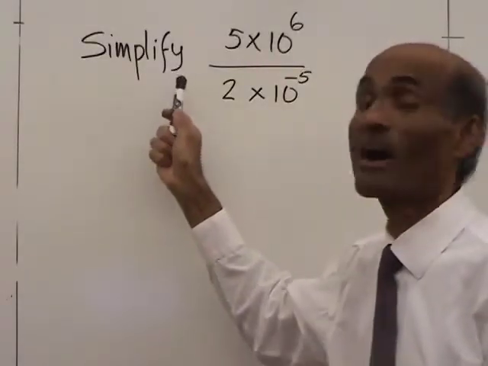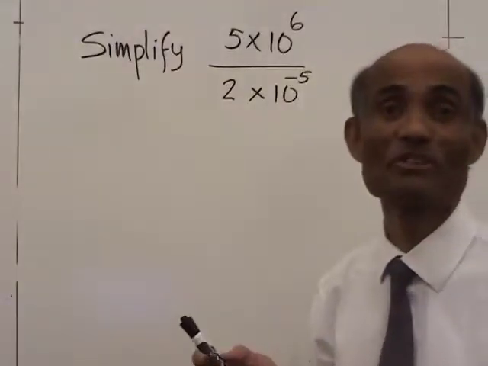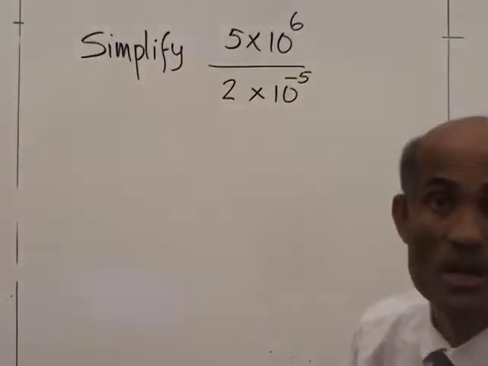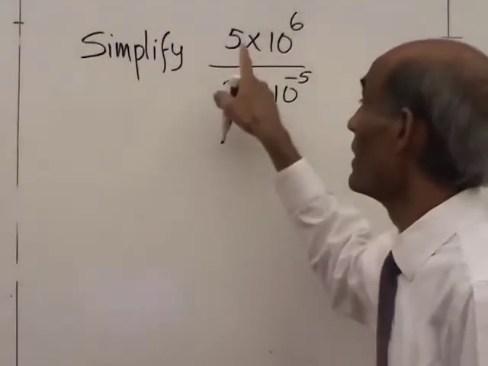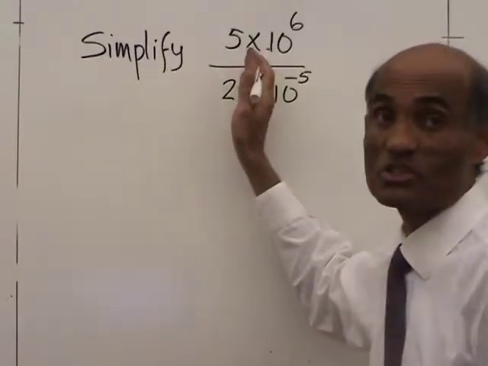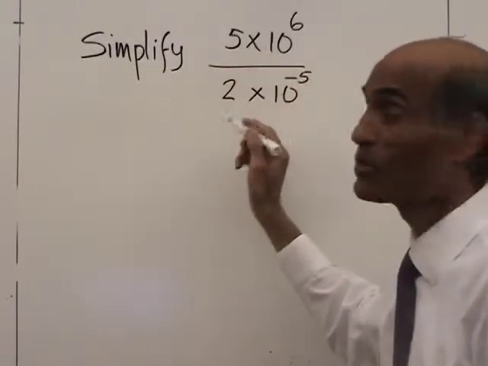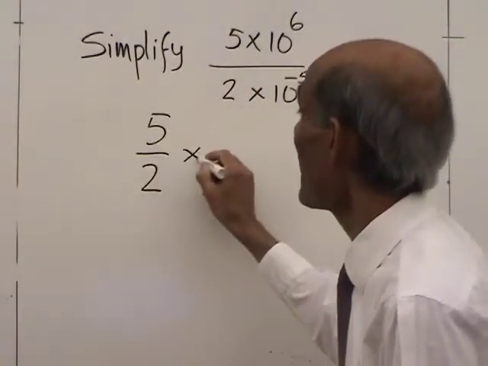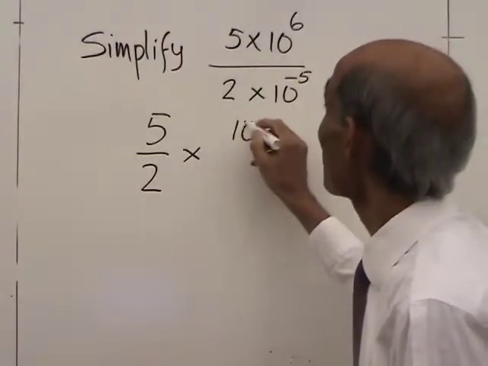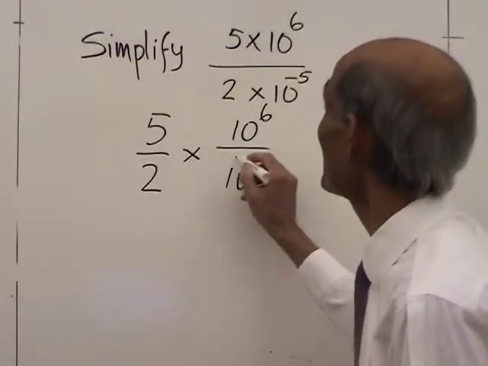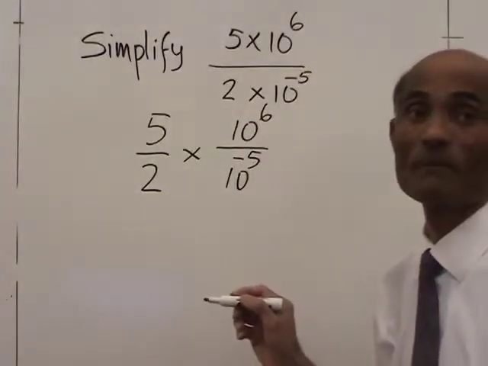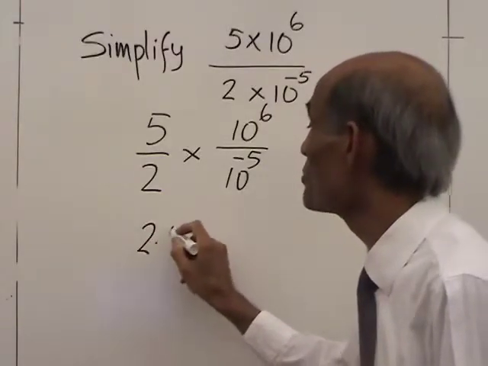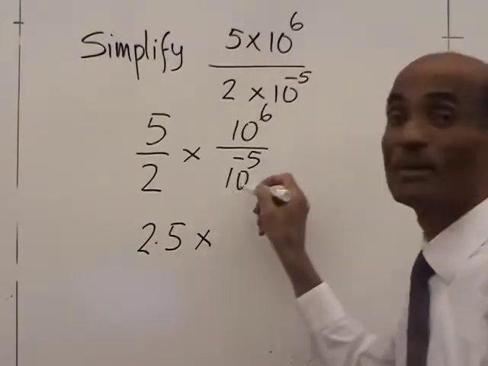We will now simplify an expression using scientific notation. 5 times 10 to the 6th divided by 2 times 10 to the negative 5. Now, I have taught you how to do this. Separate the numbers and the powers of 10. Write this as 5 over 2 times 10 to the power of 6 divided by 10 to the power of negative 5. Now, what is 5 over 2? 5 over 2 is 2.5, times.